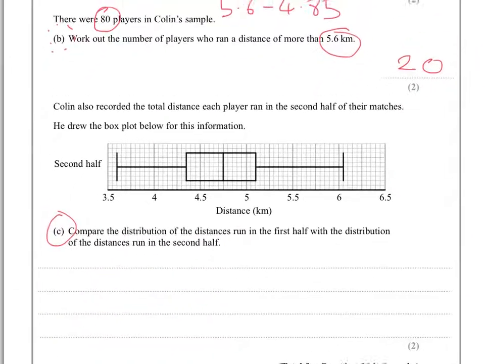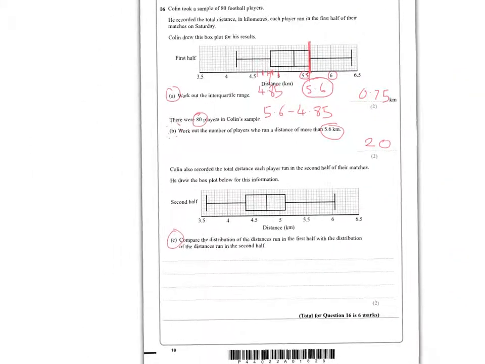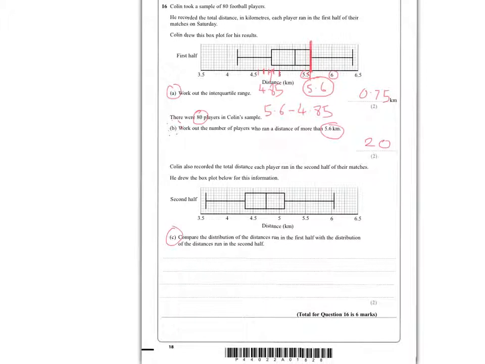Now, to compare the distribution, what we've got to do here is look at both of our box plots together, and what we can look at is the median, the interquartile range, and the range. So we'd write those three things down: median, interquartile range, and range. And we need to say where they're higher and where they're lower. So this is the first half, and this is the second half.